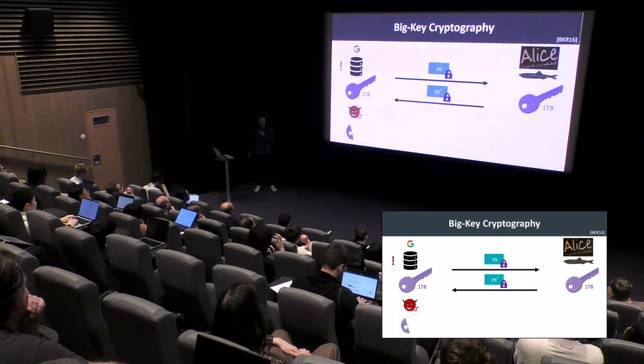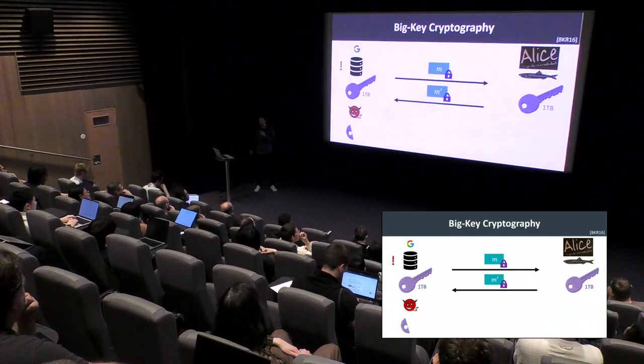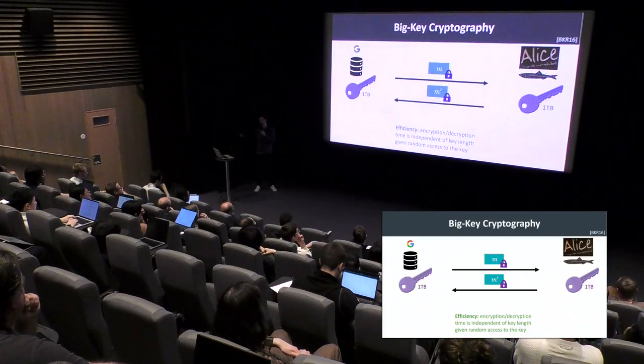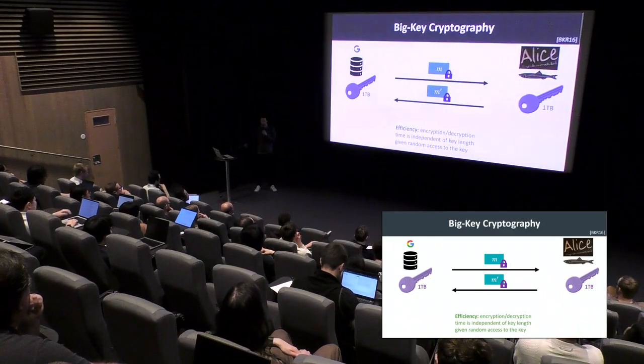Okay, but one issue with this is that maybe the efficiency gets totally blown up here because the key is gigantic. And so we require that encryption and decryption time should be independent of the key length given some random access to the key. Okay, so basically the only overhead we have to deal with is the storage of this gigantic key.